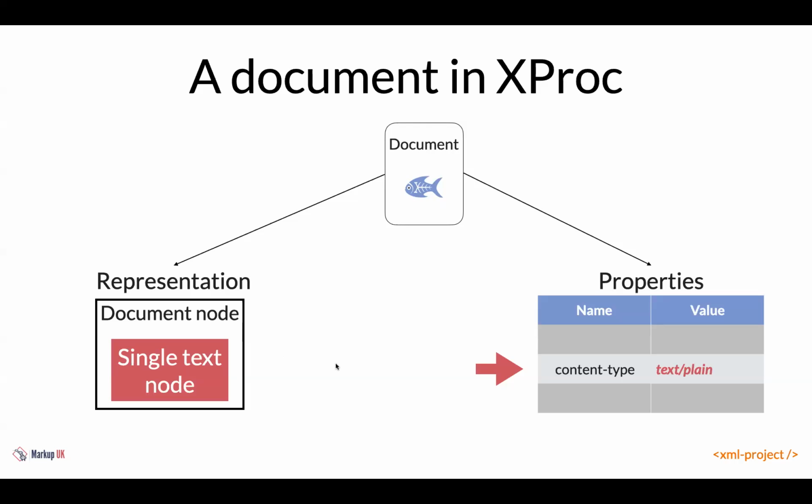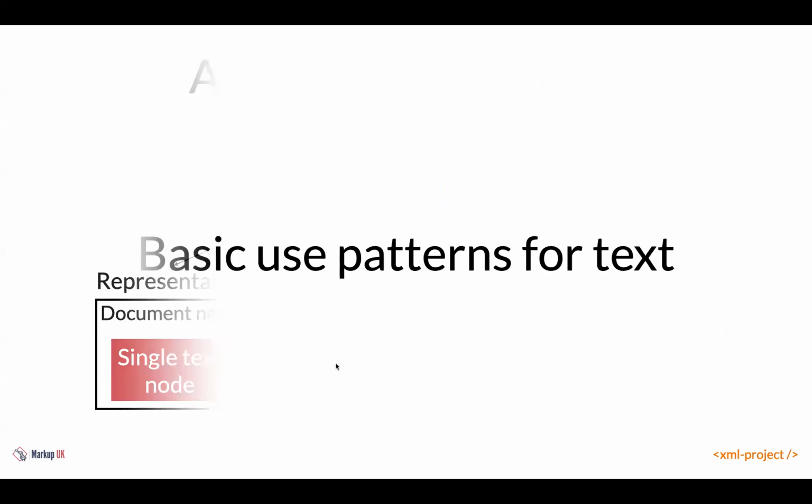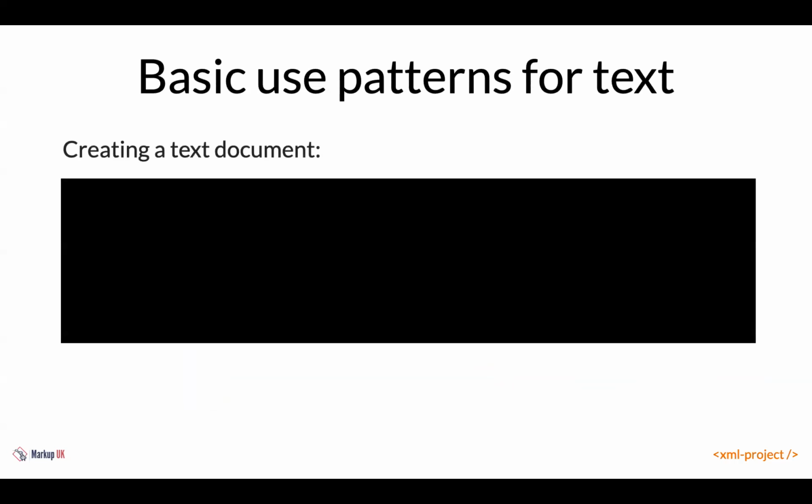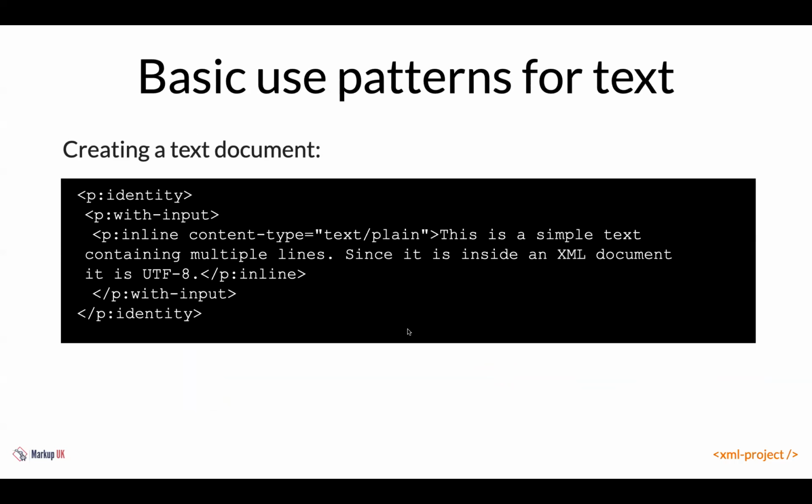Now let's get to the basic use patterns for text. The first one is obviously creating a text document inline. This is the way to do this. We have a p:input, and then we have a p:inline with a content type saying this is a text document, and then we have the text document between the angle brackets. Here we have a text document which is a bit longer.